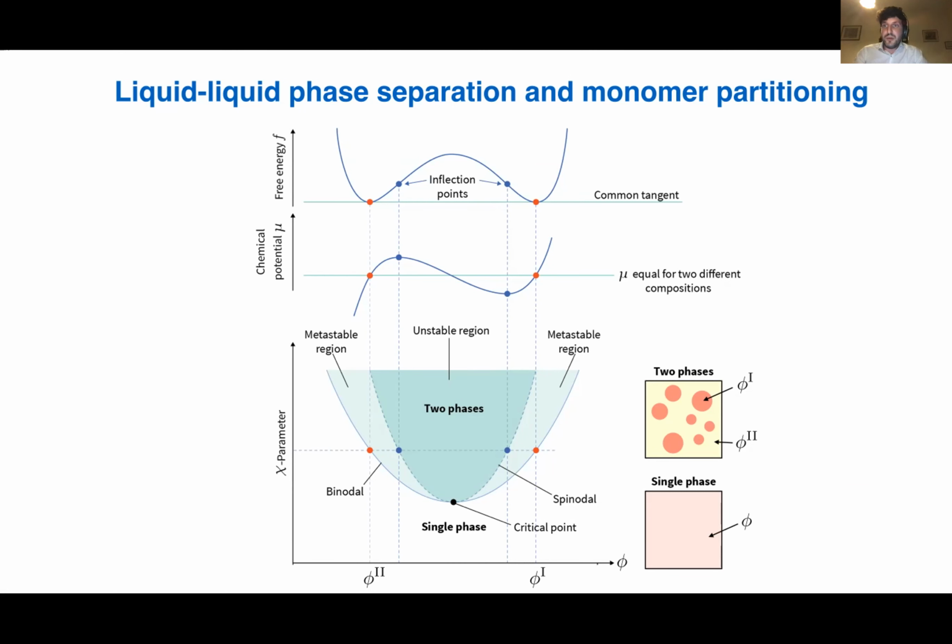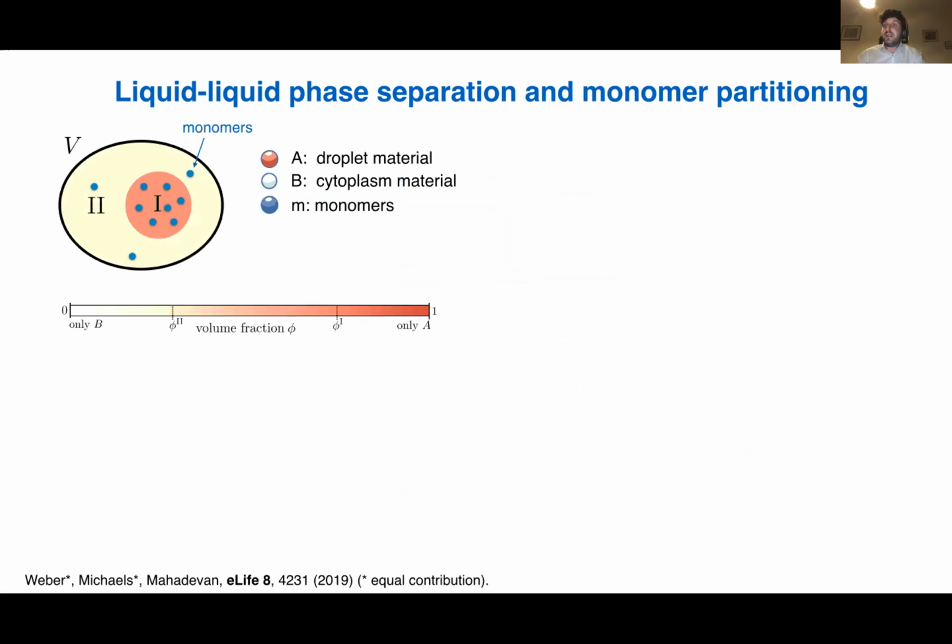The phase one is going to be composed mostly of component A and a little bit of B, whereas the surrounding component 2 is going to be composed mostly of component B. Now, in this picture, we haven't considered the role of the monomers. So now let's combine phase separation with aggregation.